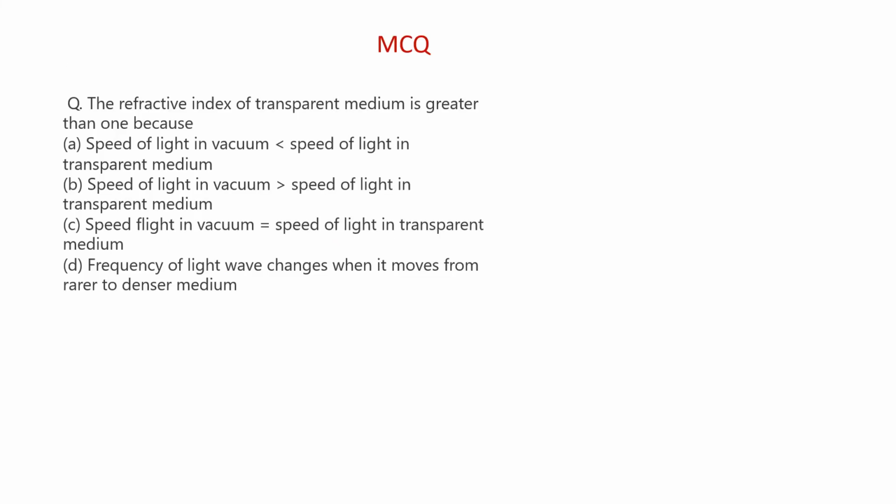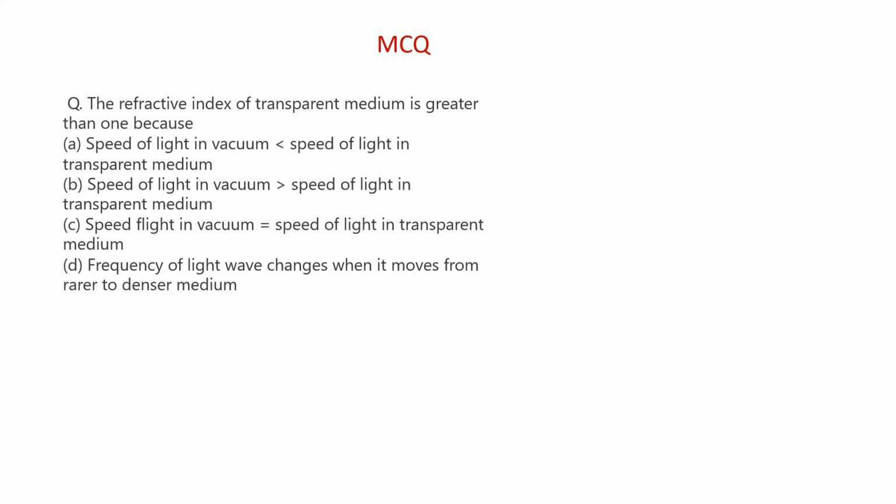Here comes an MCQ. The refractive index of a transparent medium is greater than 1 because, let's see the options. If the speed of light in vacuum is less than the speed of light in a transparent medium, absolutely wrong. Speed of light is highest in vacuum, so it can never be correct. Speed of light in vacuum is greater than the speed of light in a transparent medium, right? Next, the frequency of light wave changes when it moves.